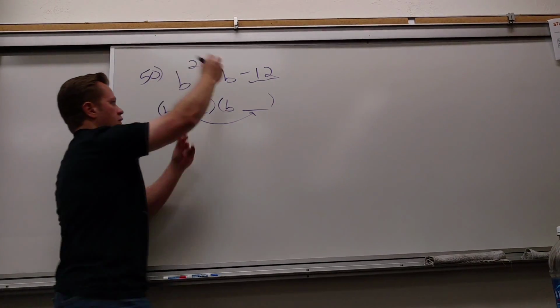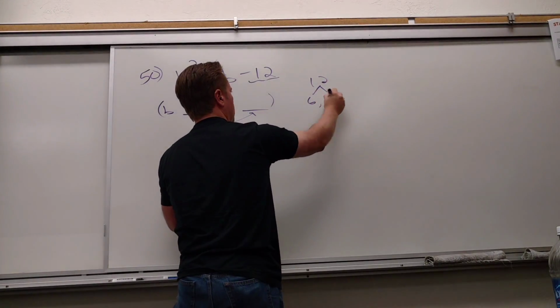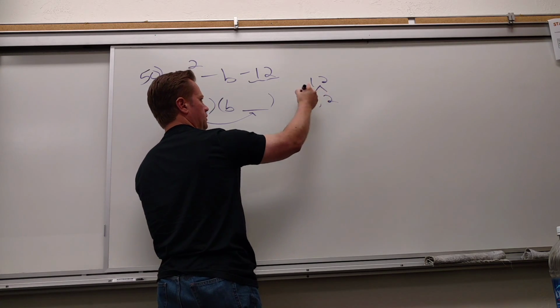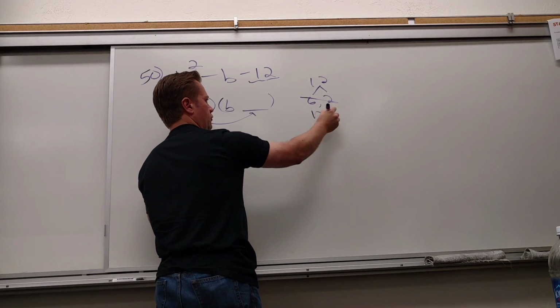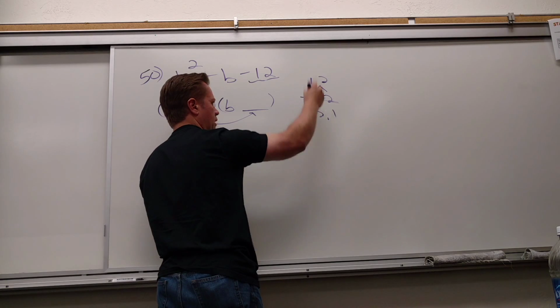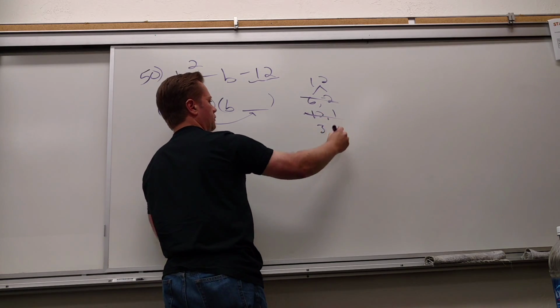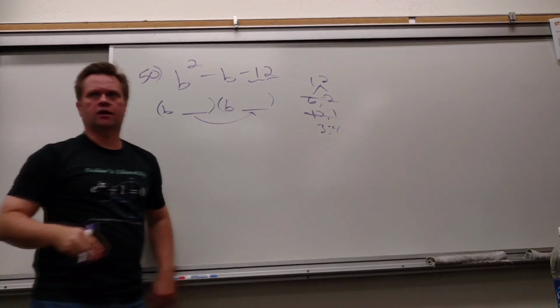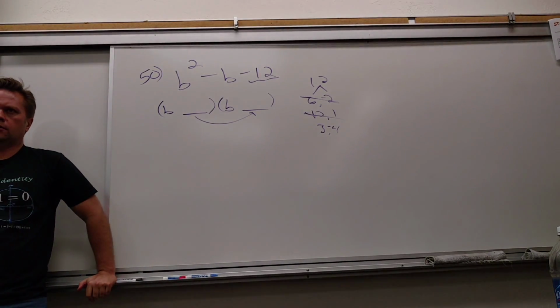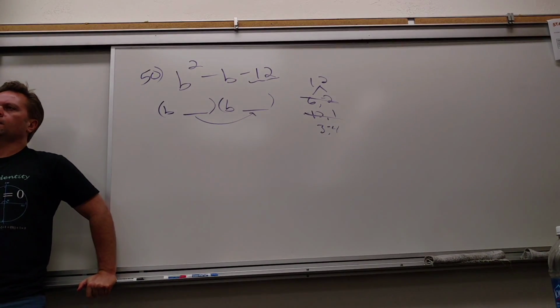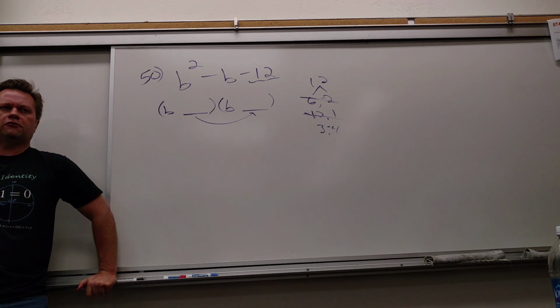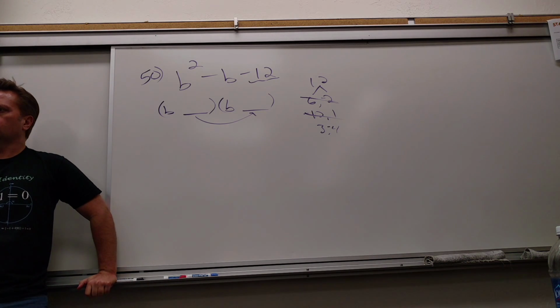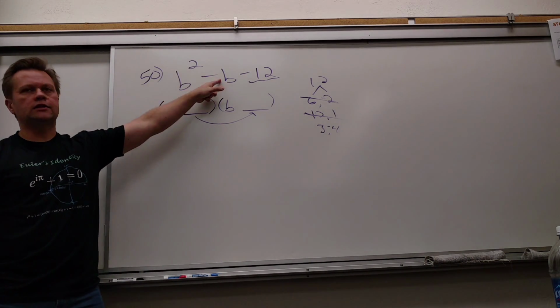Yeah. So 12 is a small number. You can make it 6 and 2 would make 4. No good. Right? 12 and 1 would make 11, right? Because one of them's got to be negative. 3 and 4, good. 3 and 4, which one's negative? Negative 4. All right, good. Let me stop there for a second. So one way to do it is to write several factors of the last number and check each one to see if they also add to be what they're supposed to be.